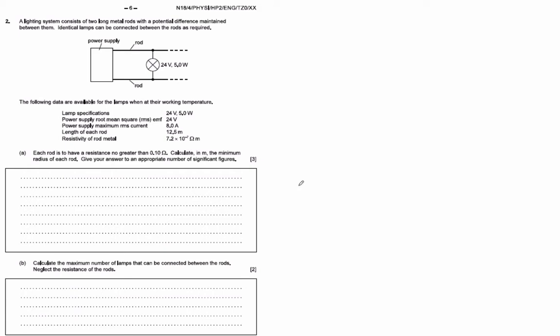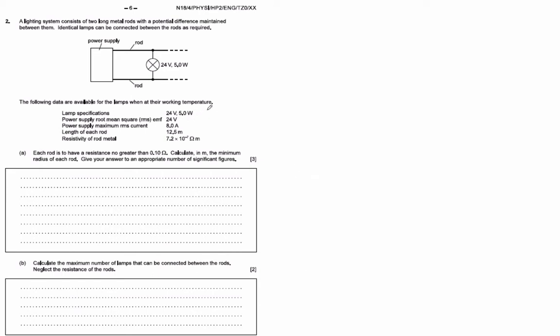A lighting system consists of two long metal rods with a potential difference maintained between them by a power supply. Identical lamps can be connected between the rods as required. The following data are available for the lamps when at their working temperature.